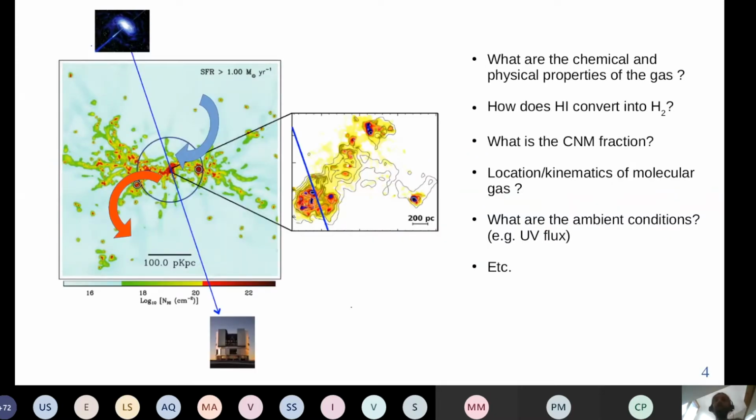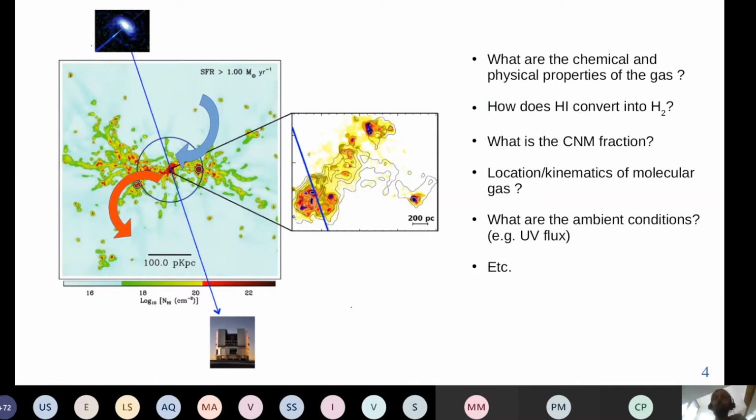So now the motivations have changed a little bit. We know that DLAs at high redshift are not necessarily nice, large rotating disks, but can be more complex. The galaxies were still much more in interaction with the intergalactic medium, so you have flows of gas in and out. And we now have many more questions where H2 can help us understand what's going on. What are the chemical and physical properties of this gas at high redshift? How does this H I convert into H2?